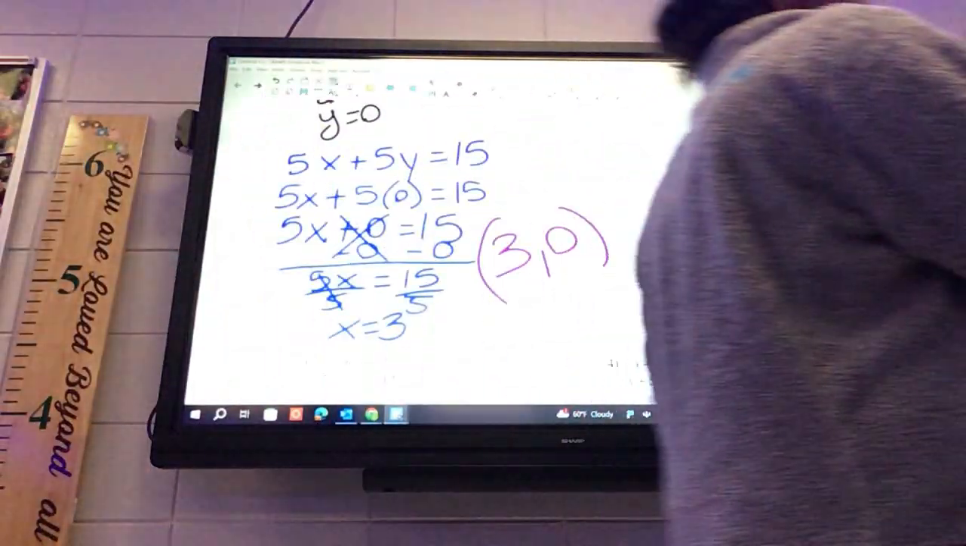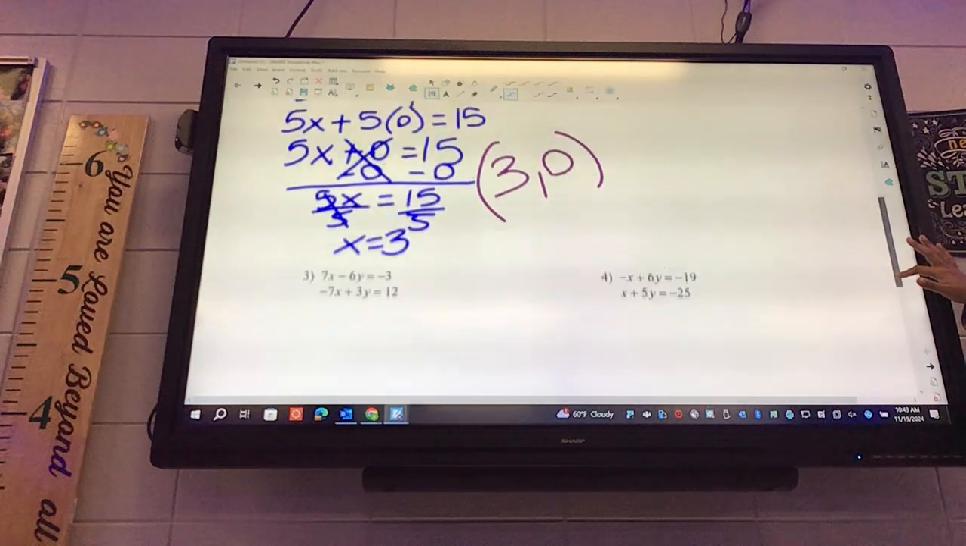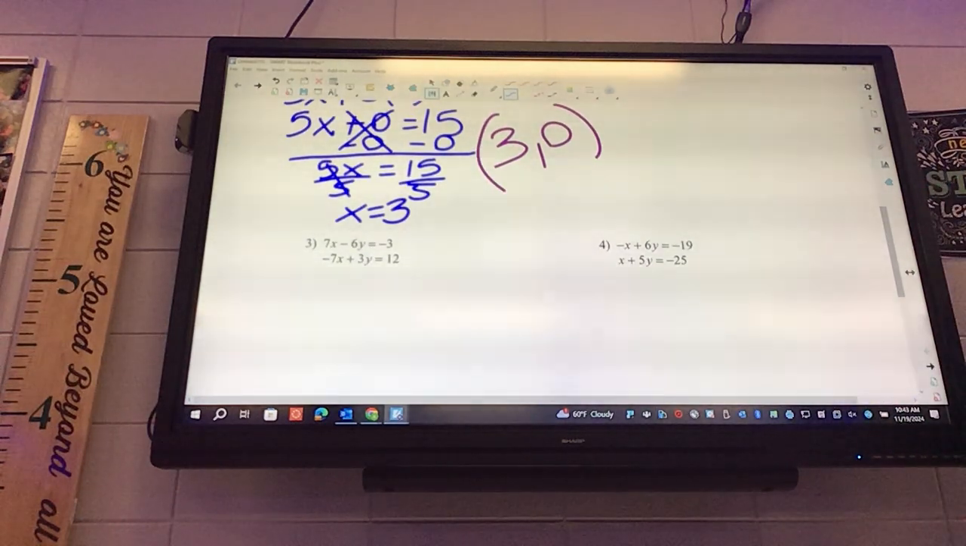Okay, number 3. Which things are going to cancel? Are we looking to cancel the x's or the y's? The x's. Why the x's? Because they got the same number. They're both 7 and 7. Okay, are the signs different or the same? They're different. One's a positive 7, one's a negative 7. Okay, so we're going to add them together.